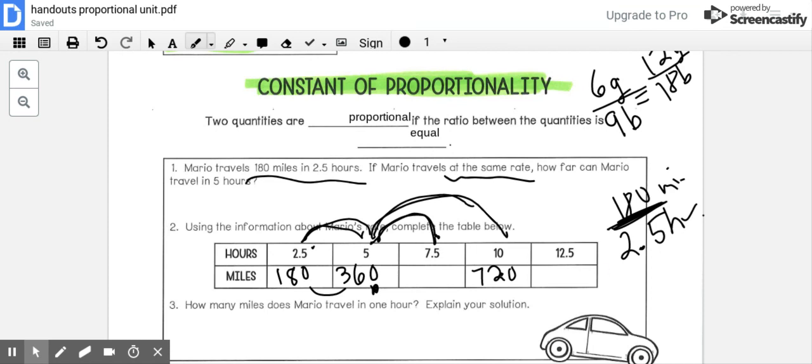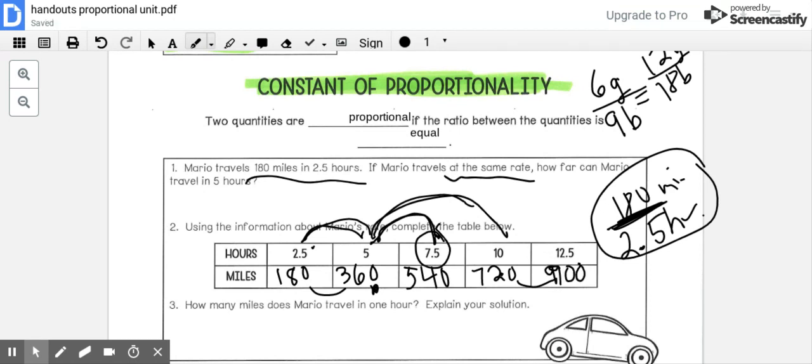Another way you can do it is you can take the 180 over here and divide that by 2.5, which will get you your unit rate per hour. And then you can take that amount times 7.5, and that will give you 540. Okay. And then when you get this answer, you're going to get 900. So go ahead and see if you've gotten those.